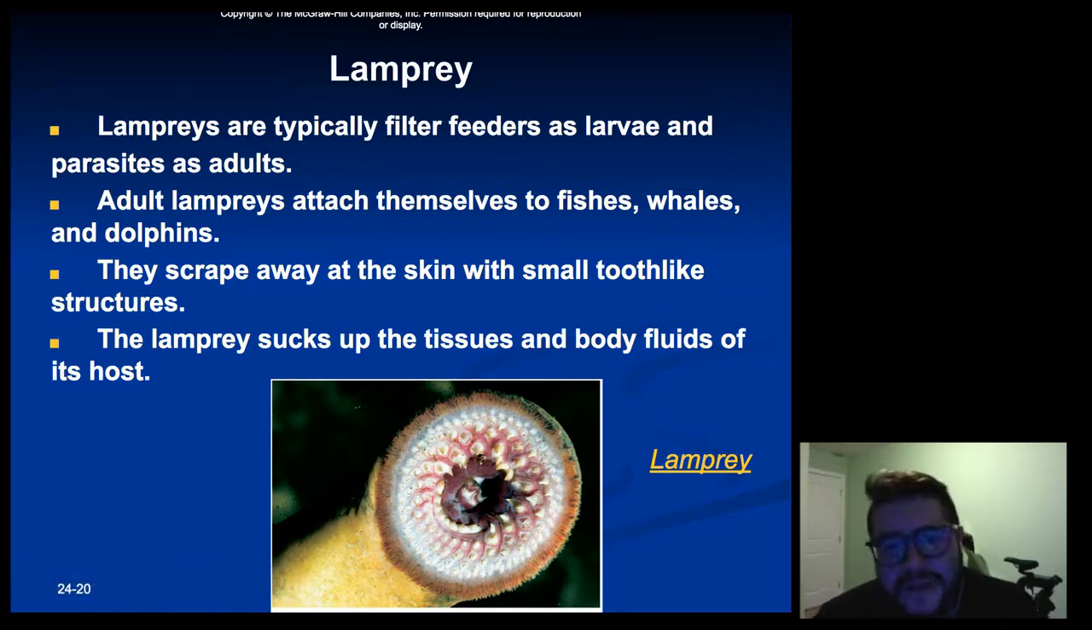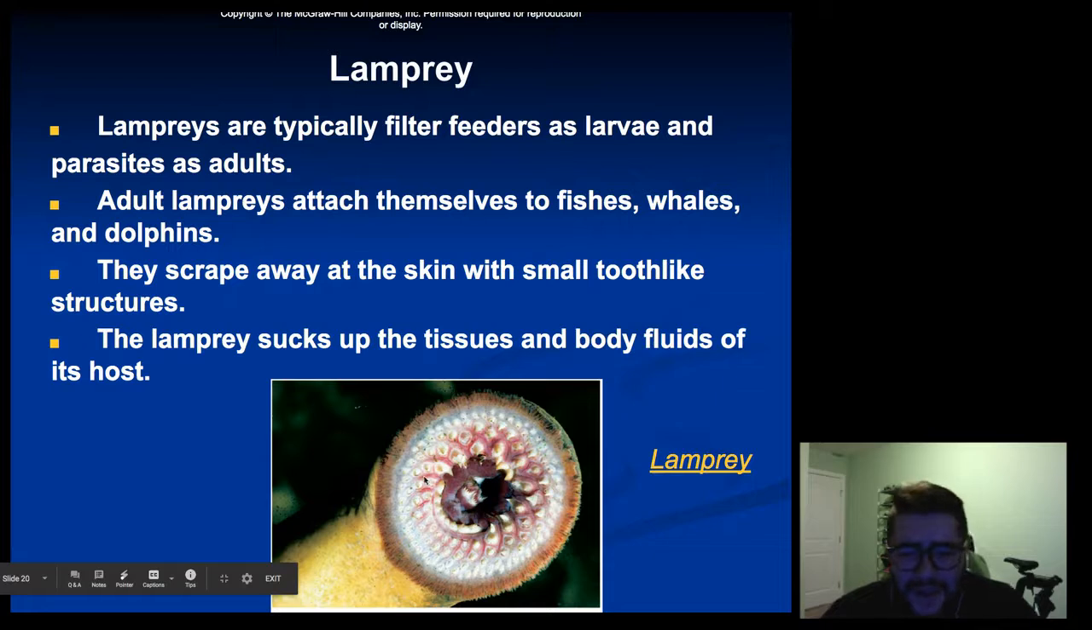So a little bit about lampreys. Lampreys are typically filter feeders as larvae, but parasitic as adults. They usually attach themselves to fish, whales, dolphins, any kind of large aquatic animal, and just scrape away at the skin with these small teeth-like structures. And then once they get past the skin, they basically suck up all the tissues and the body fluids of their host. And once they've fed enough or there are no more nutrients, they just detach and look for a new host.